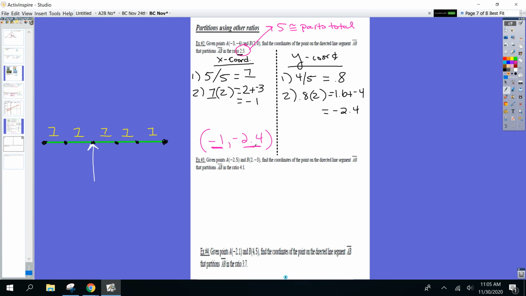Okay, I want to at least make sure I get through this next one, so I'm probably not going to ask you guys questions. I'll just do it along with you right now. So now I'm in a ratio of 4 to 1. Partition it in 4 to 1. So again, that's 4 to one side, 1 to the other. So that means, again, 5 congruent parts total.